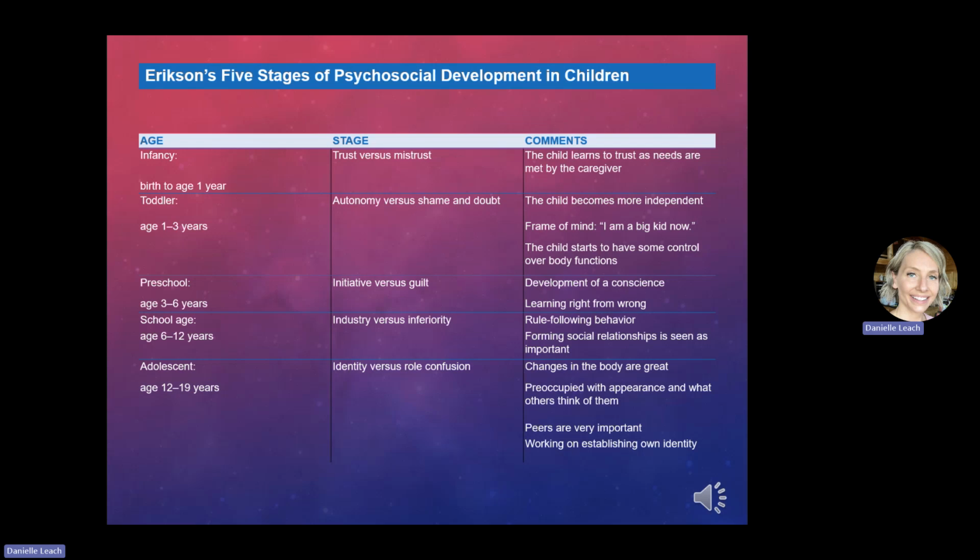The last stage is identity versus role confusion in adolescents. So this is where children of this age are preoccupied with their appearance and what other people think of them. They're working on establishing their own identity, like who they want to be when they grow up, things like that. They're trying out new roles, trying to see what best fits for them. If they're unable to provide a meaningful definition of who they are, then they're at risk for role confusion in one or more roles throughout their life.